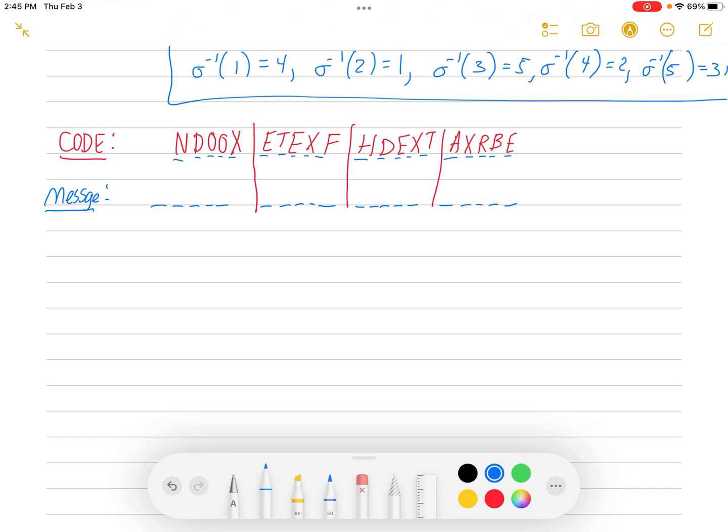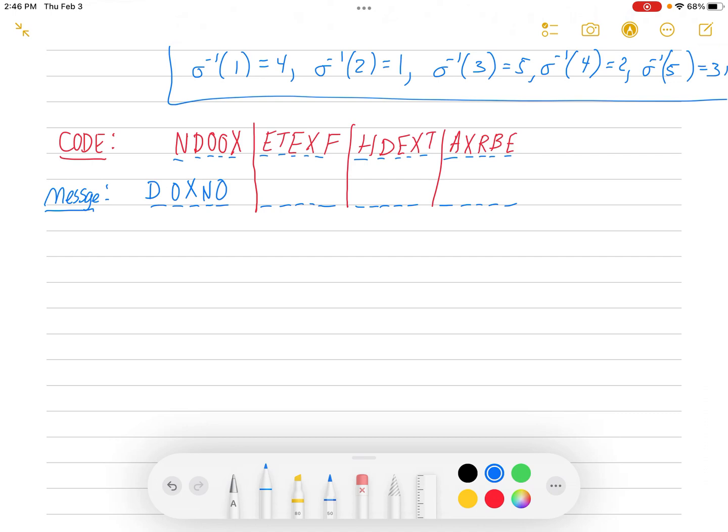Well, it says to send 1 to 4. So we're going to take the N in the first place and send it to the fourth place. Then it tells us to send 2 to 1. We're going to take the D in the second place and send it to the first place. It tells us to send 3 to 5, so the O in the third place goes to the fifth place. Sigma inverse 4 equals 2: we take the fourth character, O, and send it to the second place. And the last character, X, gets sent to the third place.